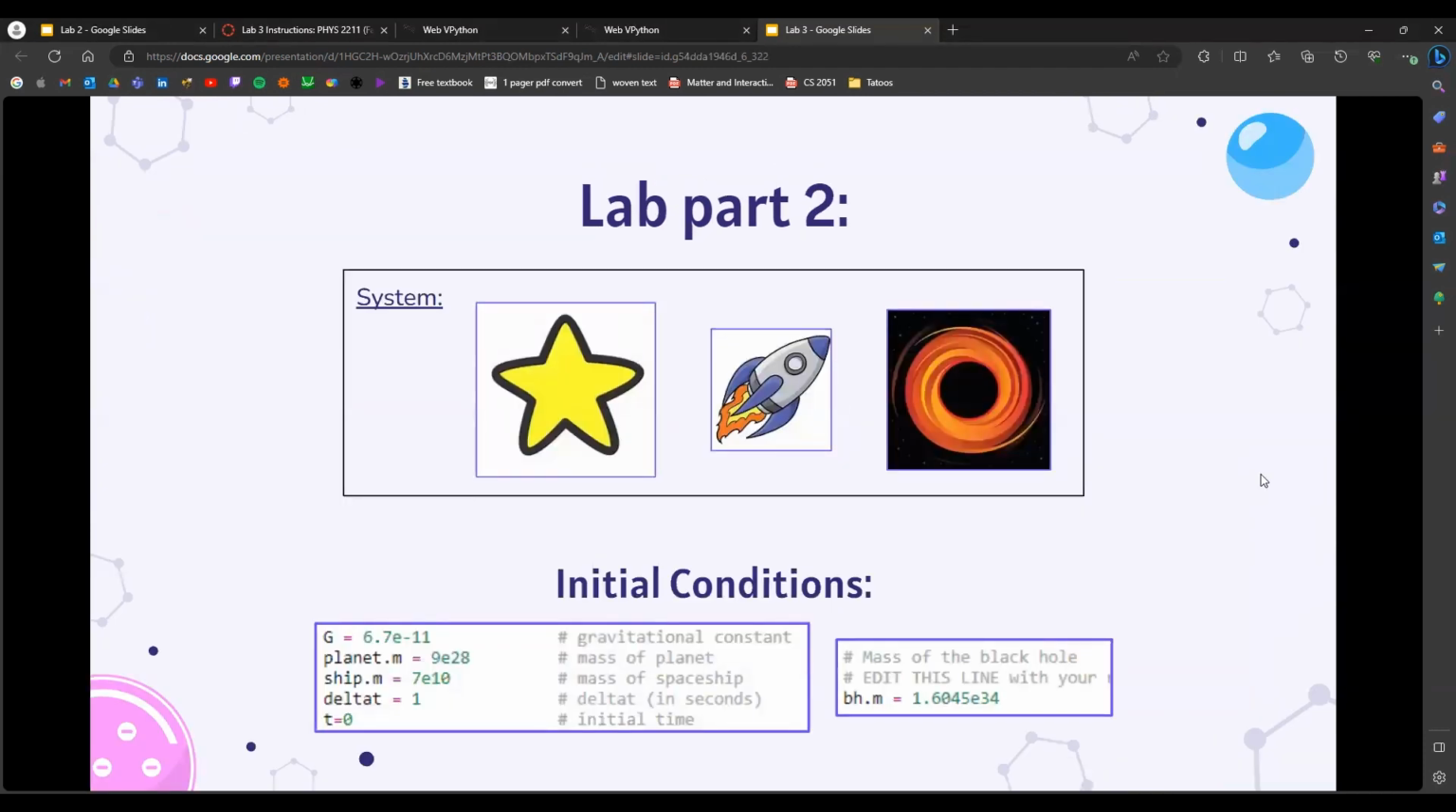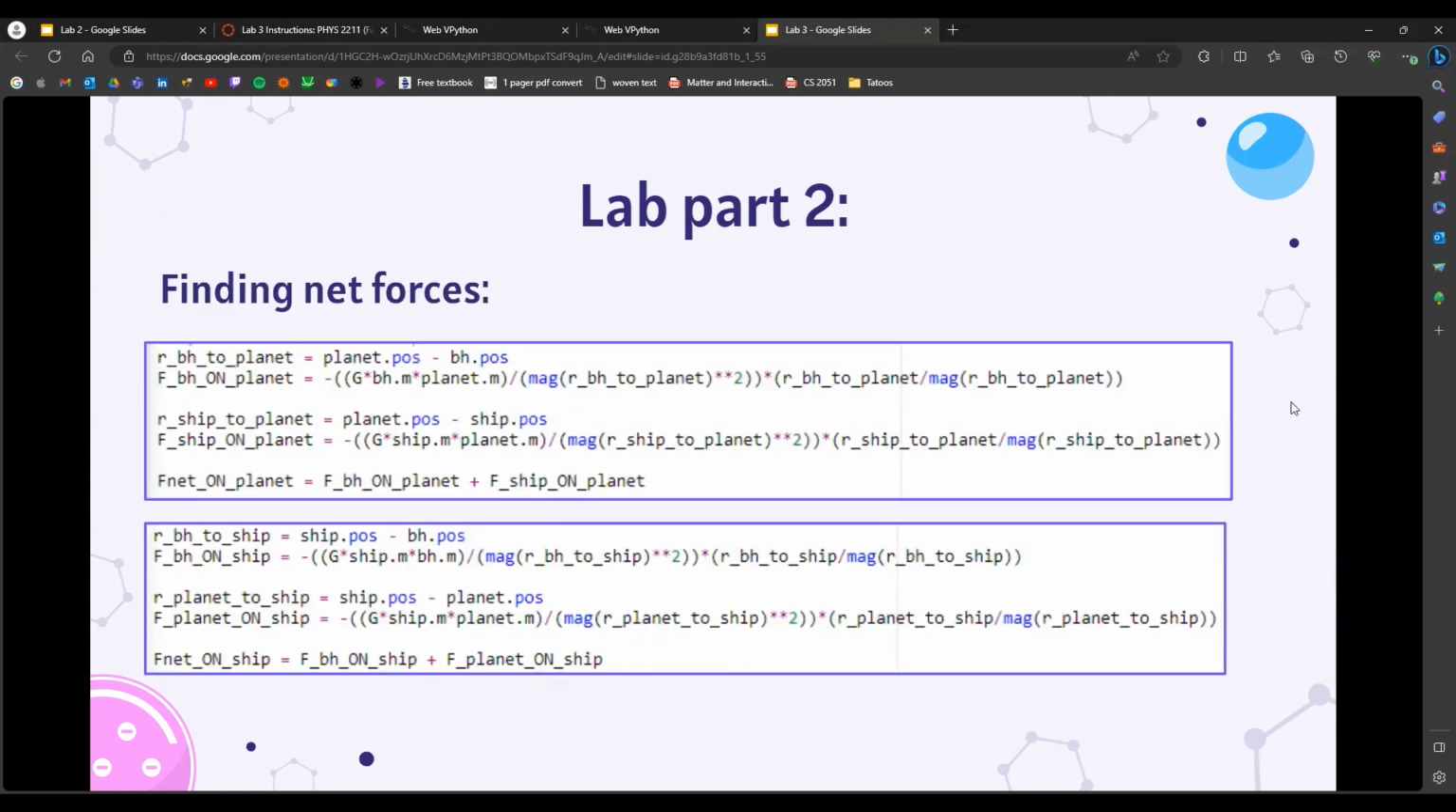For the second part of the lab, the system now includes the star, the black hole, as well as the rocket ship, and the initial conditions are pretty similar with the included mass of the black hole that we found in part one, as well as a planet and ship mass and the universal constant of gravity. To find the net forces for both the planet and the ship, the component forces needed to be identified, which was the force of the black hole on the planet, the force of the ship on the planet, the force of the black hole on the ship, and the force of the planet on the ship. After these were identified, it was just as simple as adding the components of the forces to find the net force on each object.